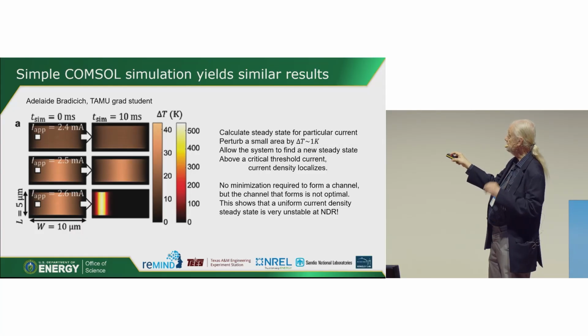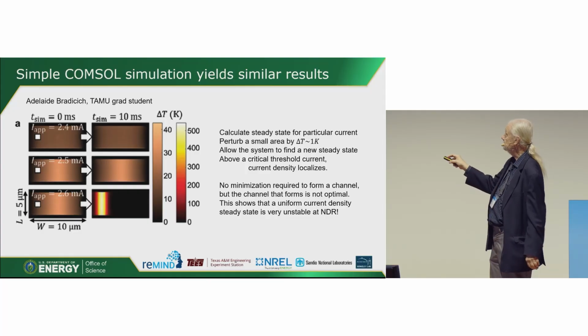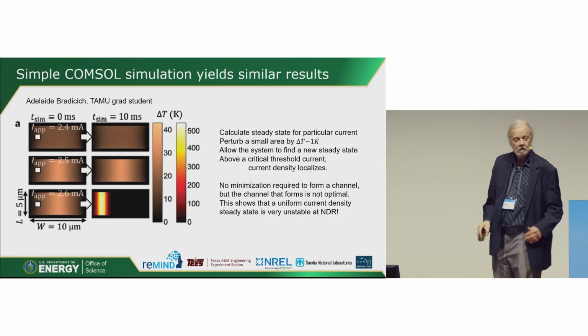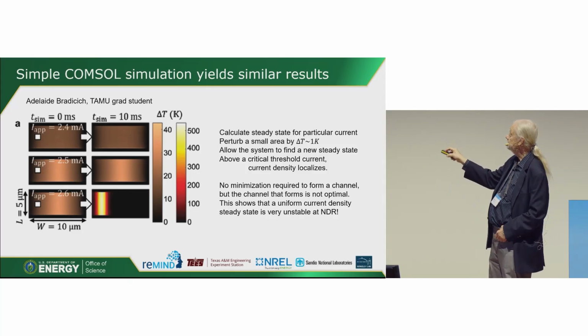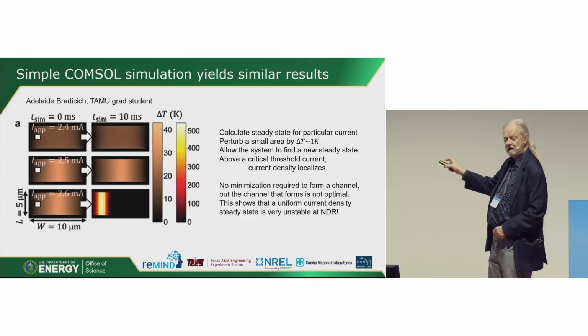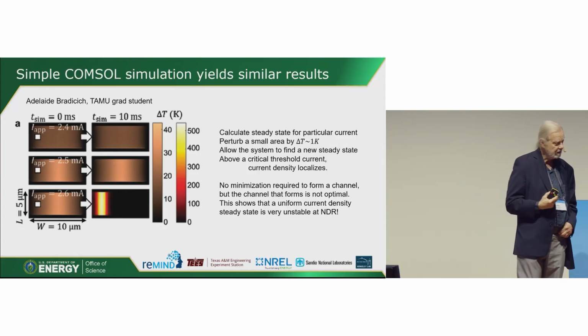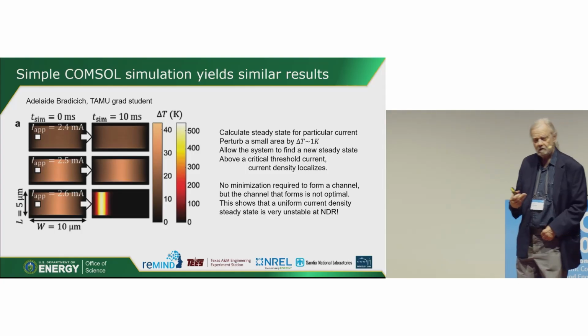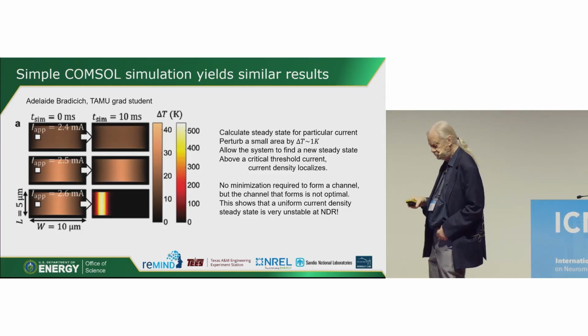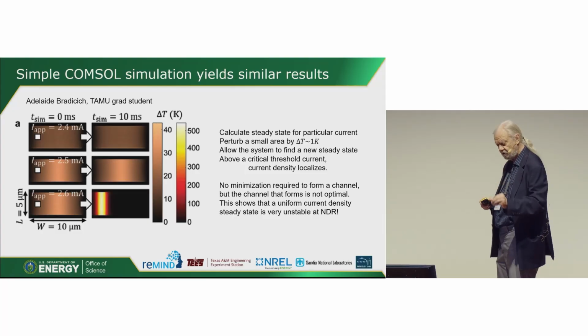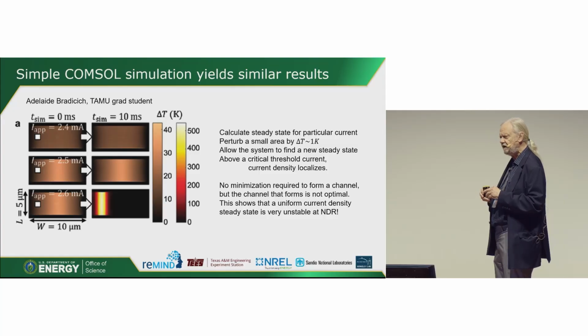And then what she did is she made a very small temperature excursion here, here, and then here. What happened was nothing, and then all of a sudden, boom, the system collapsed. The current went into this narrow channel. So what this shows is that even at the level of COMSOL, a uniform current density in a system which is at negative differential resistance is incredibly unstable. It wants to fall apart.